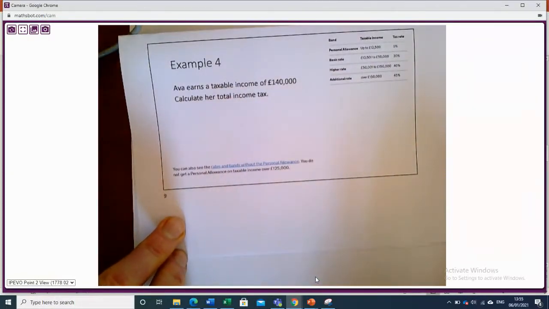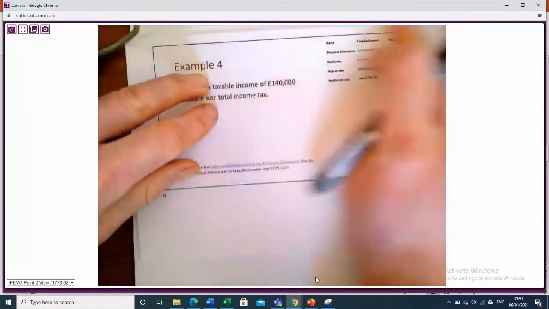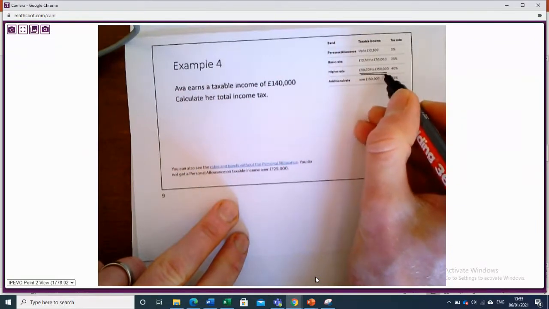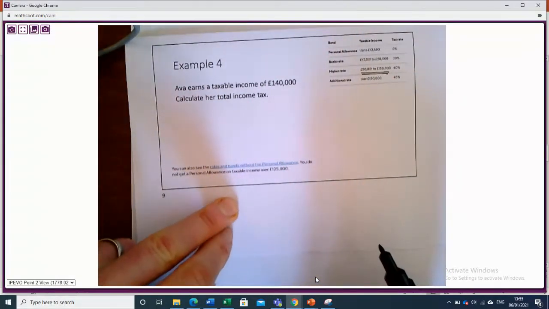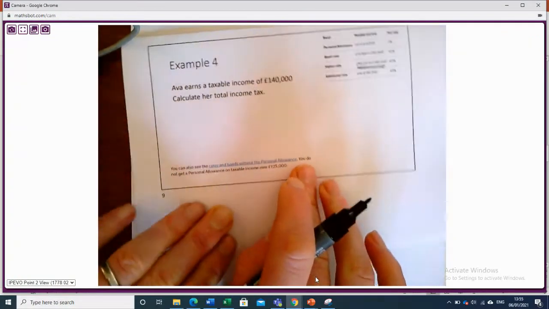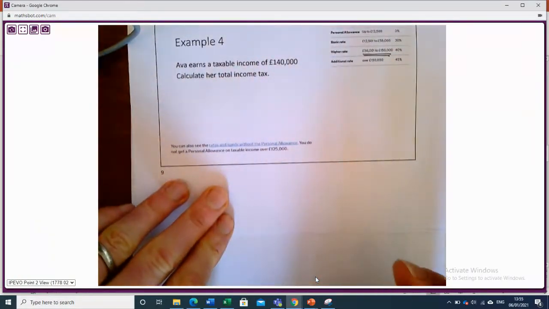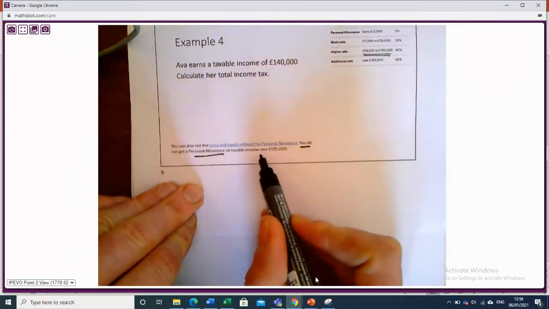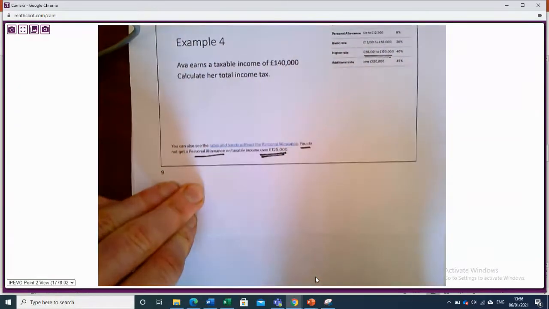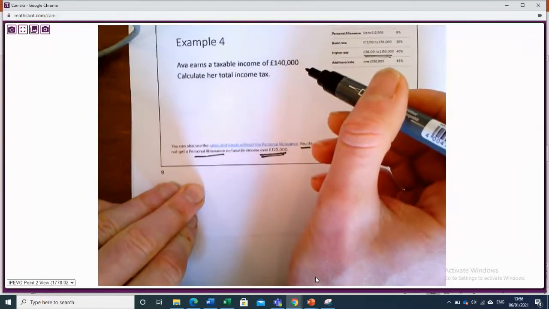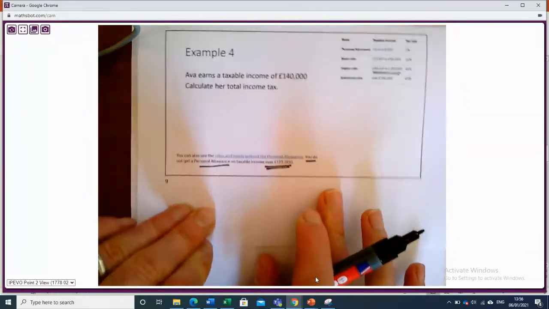Ava, she earns an incredible £140,000. Okay, now £140,000 still falls within the high rate. So you might be asking, why am I doing a different example that falls within the high rate? Because it would just work exactly the same. However, not quite so. You noticed on one of those previous slides, you do not get a personal allowance on an income over 125,000. So this time Ava, because she's over 125,000, does not get a personal allowance.